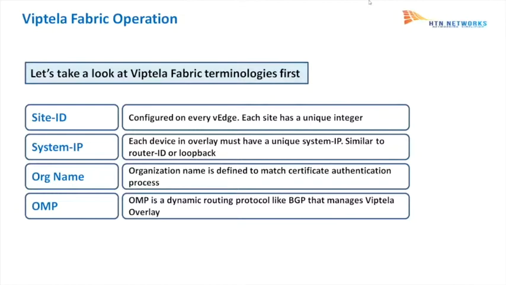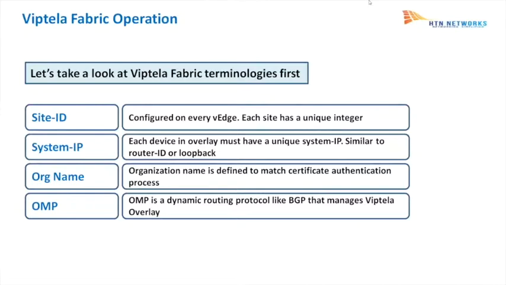The first thing is the site ID. On every vEdge router, we configure a site ID. Each site has to be a unique integer number. For example, in the lab that we have set up, we have 3 vEdge routers, one in New Jersey, one in Texas, one in California. We have 3 different site IDs: 100, 200, and 300. It has to be a unique number.